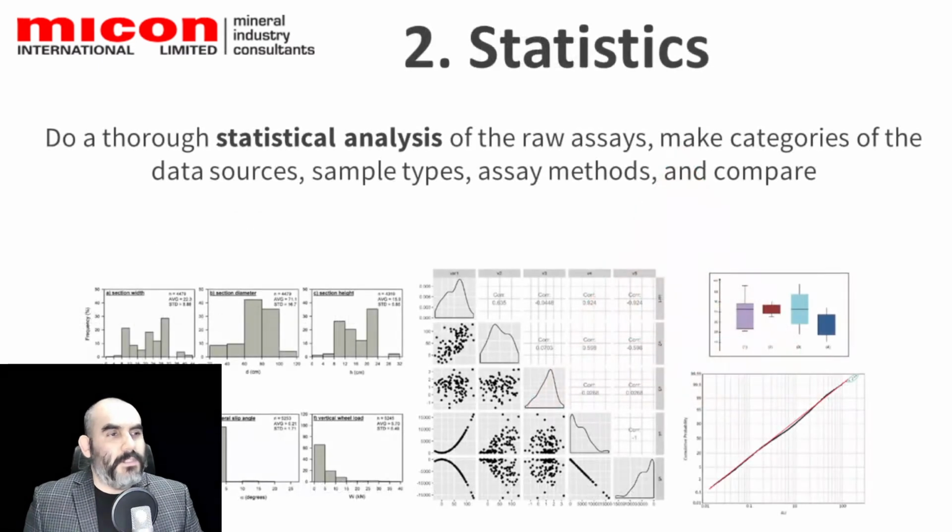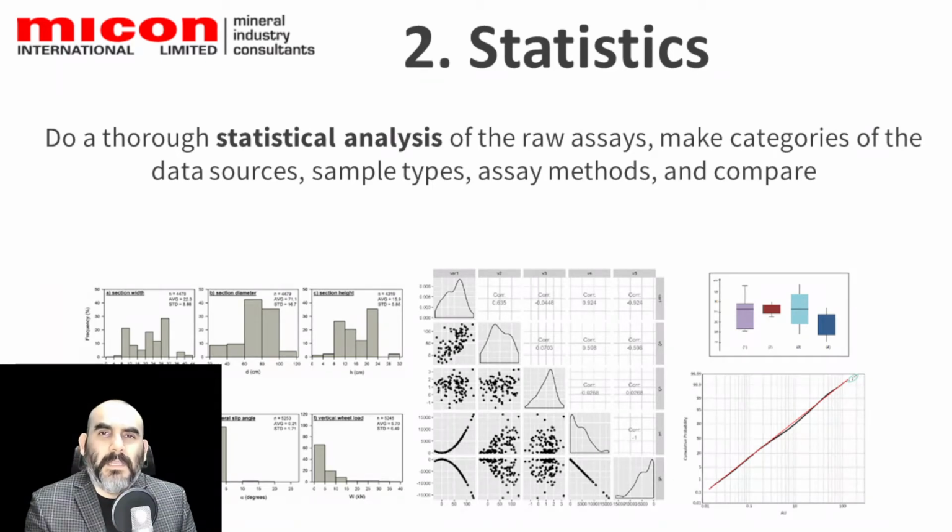Number 2, once you pass the data proof and you have a beautiful data set, you have everything you need, or at least you think you have everything you need. The most beautiful thing you can do with your data is to slice it with the statistical knife. I'm just using a metaphor. You do thorough statistics. It's very important to take into account the historical data, the data source, the data type, the assay method, and you have to do comparisons.